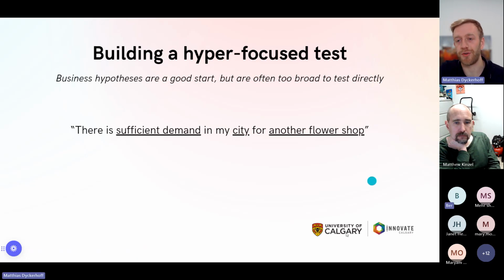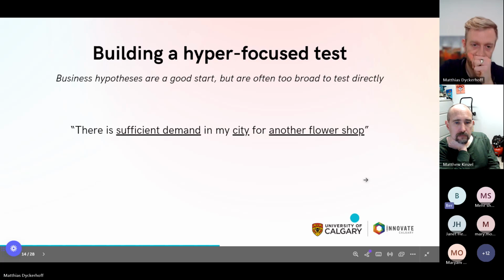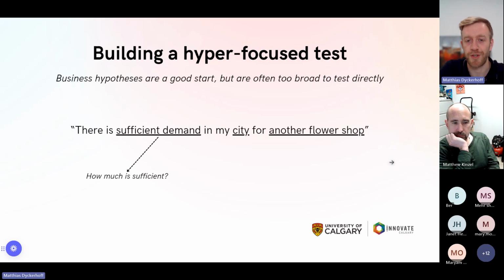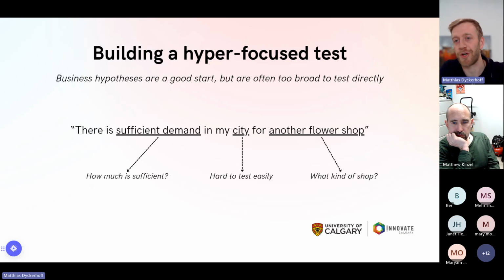So one way to break this down or to see the flaws is to understand what does sufficient demand in this case really mean? How much is sufficient, right? If I'm saying there's demand in my city, in the city of Calgary, it might be hard to test if there's enough demand in Calgary for another flower shop, right? And in that case, even what is another flower shop, like what is my value proposition? What is my unique approach here?